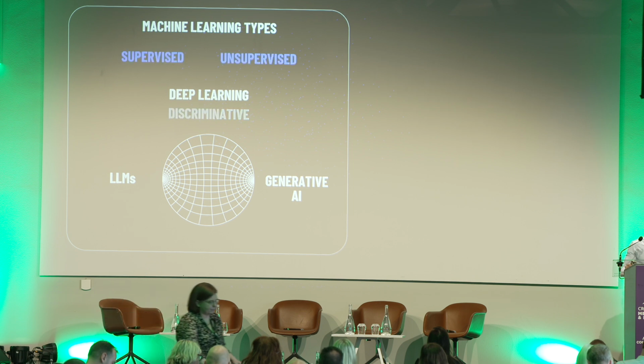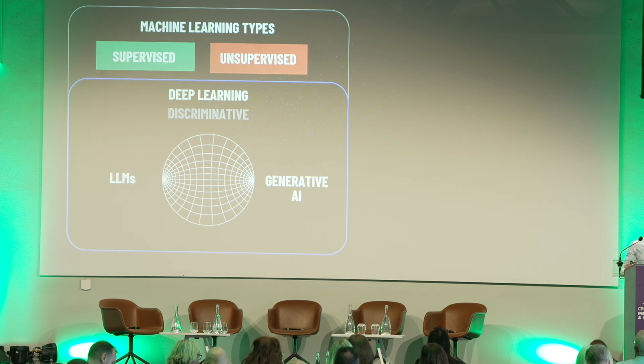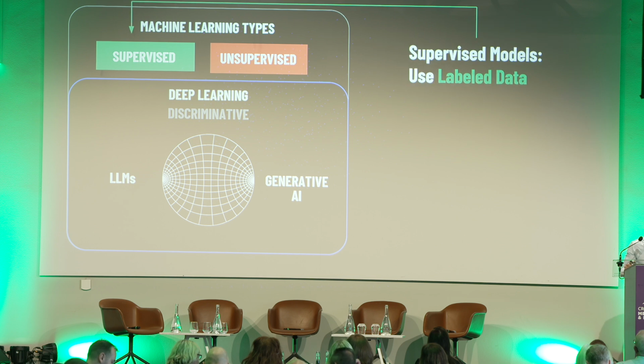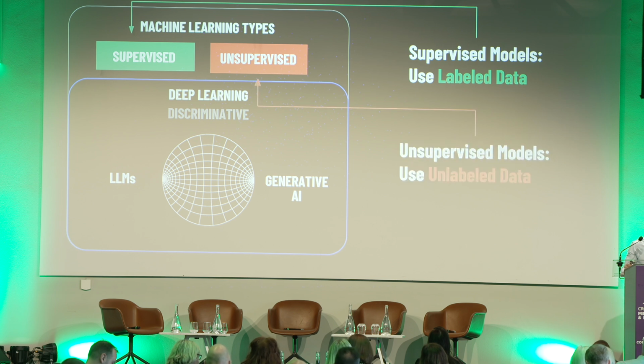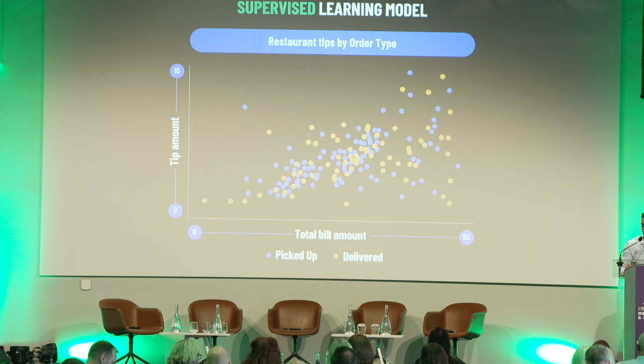So let's talk about different types of machine learning now that we understand what it is. So we have two types of machine learning, which is supervised learning models and unsupervised learning models. So the supervised learning models use labeled data, and I'm going to show you what it is in a second, while unsupervised learning models use unlabeled data. What does that mean? So let's put an example.